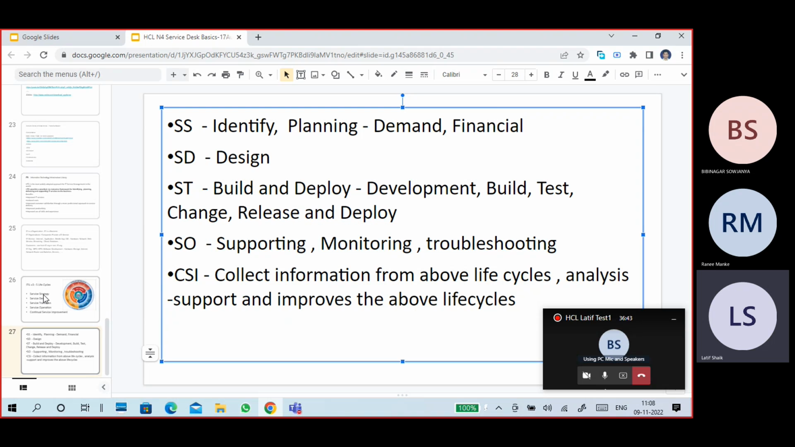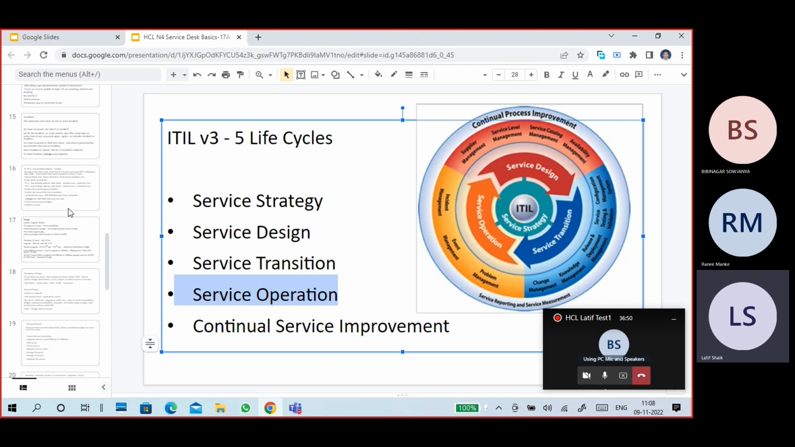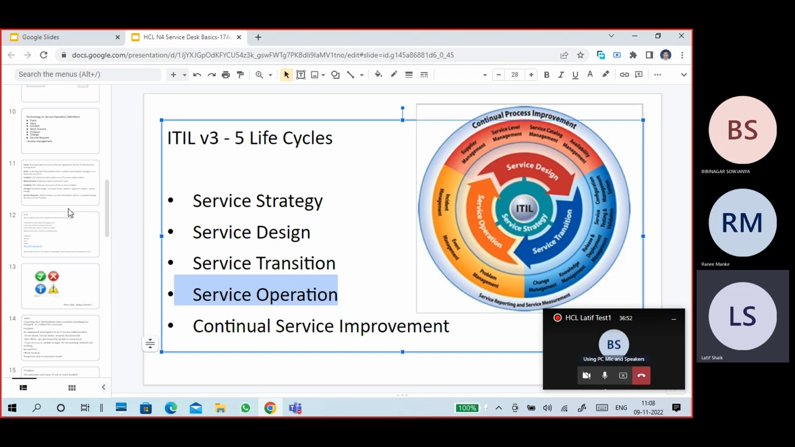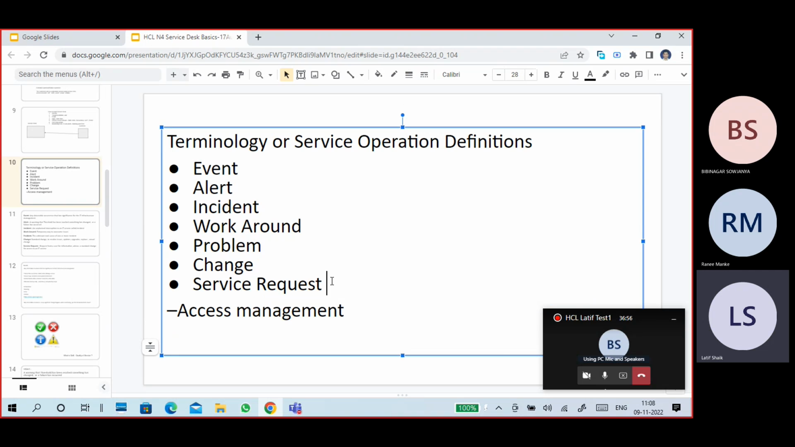One part of service operations is the service desk. There are different managements in service operations: event management, incident management, problem management, and service request management or access management.